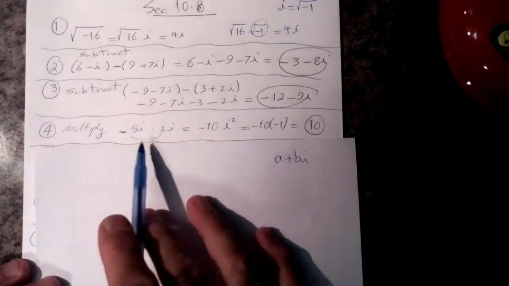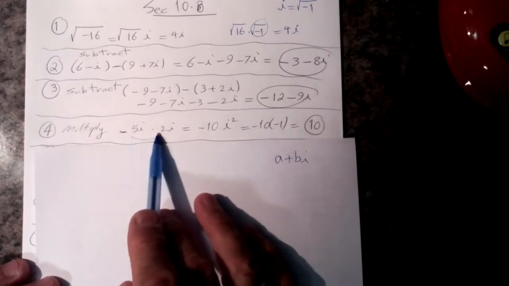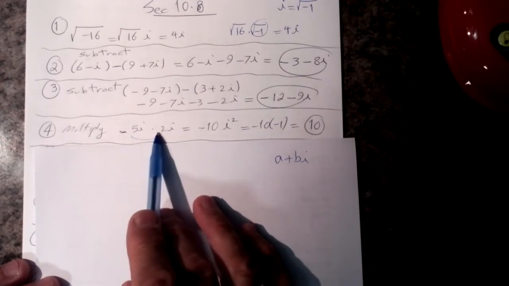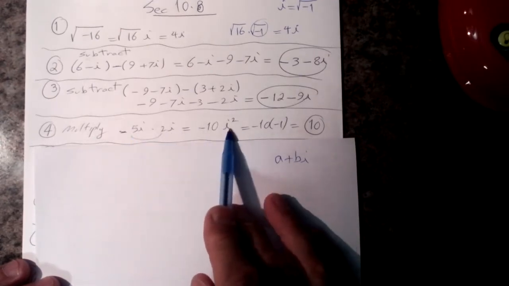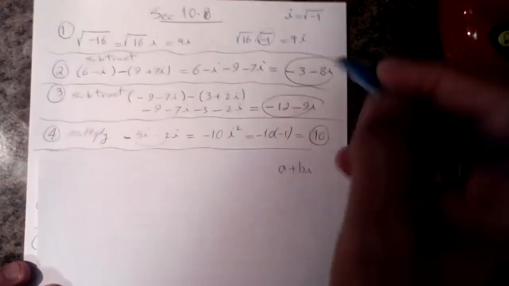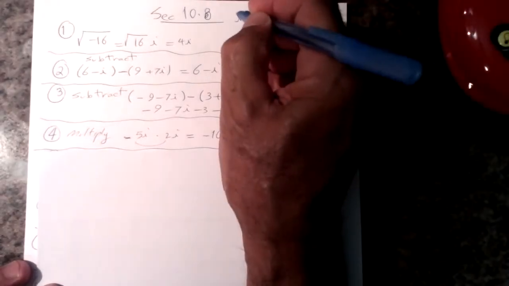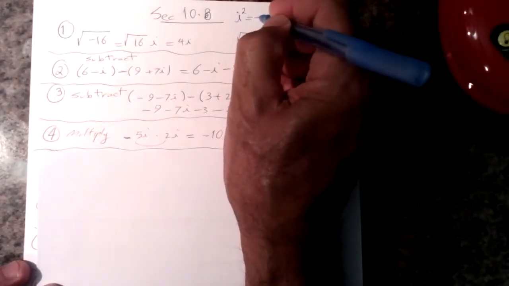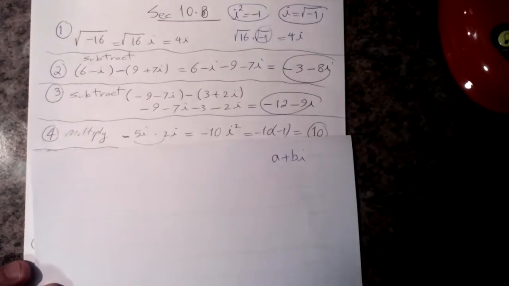What if I multiply these two? Look, -5i times 2i is like 5a times 2a. -5 times 2 is -10. And what is i times i? Remember, i². And we said i² is always -1. So i is radical -1, and i² is -1.